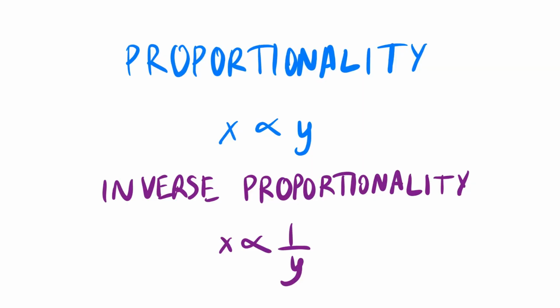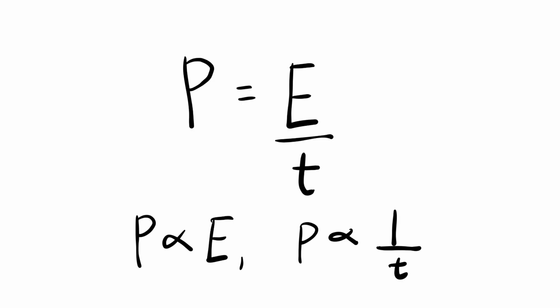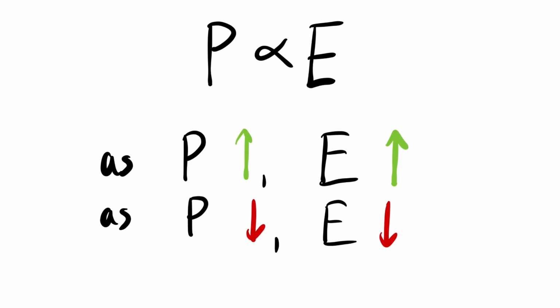The most useful concept in A-level physics is something called proportionality, which you may or may not have heard of before. So there's proportionality and there's inverse proportionality. Proportionality is when you see a relationship such as P is equal to E over T. In this relationship, we can say that P is proportional to E, meaning as P increases, E will also increase, or vice versa. As E increases, P will also increase.